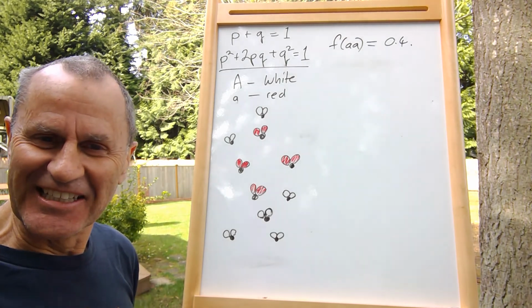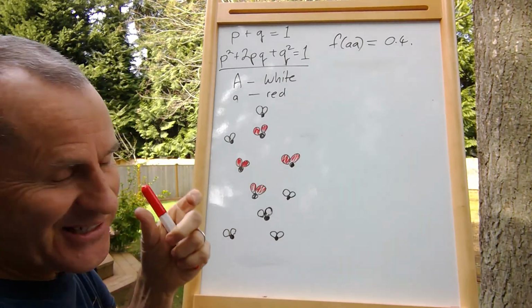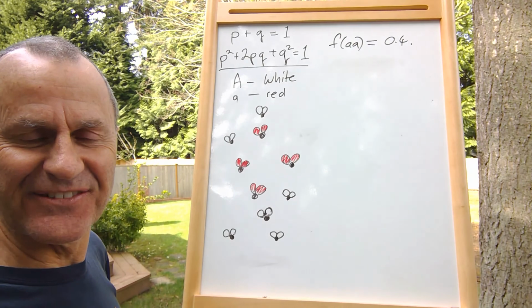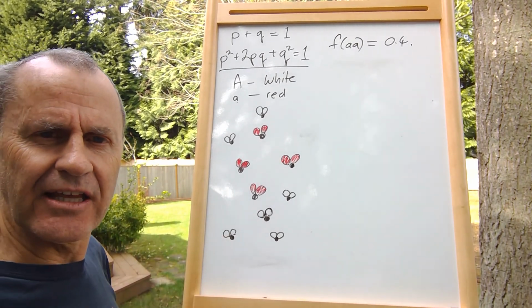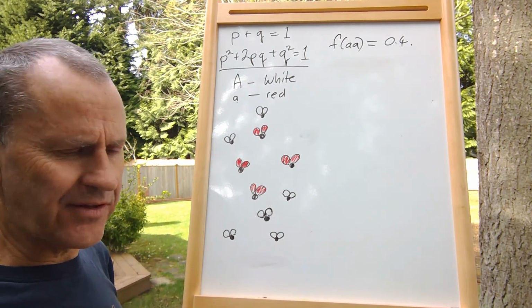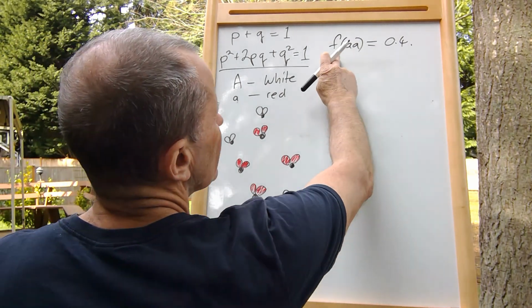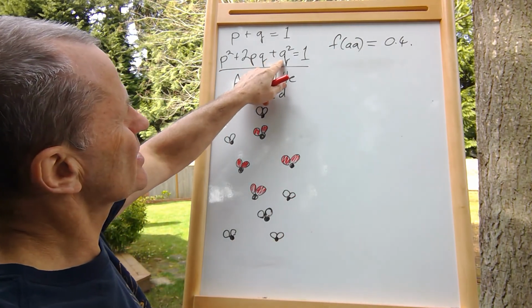Because of the smaller number of the recessive, it's tempting to think that the recessive allele has a lower frequency than the dominant. Well, let's see if that's the case. So we've got the frequency of q squared.